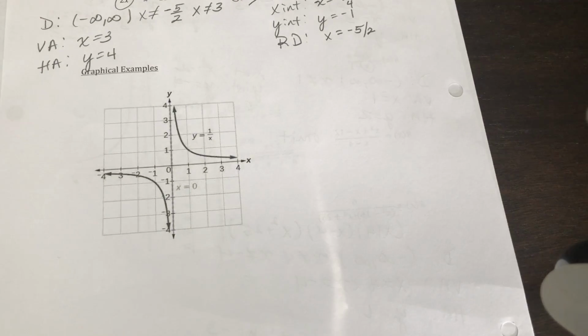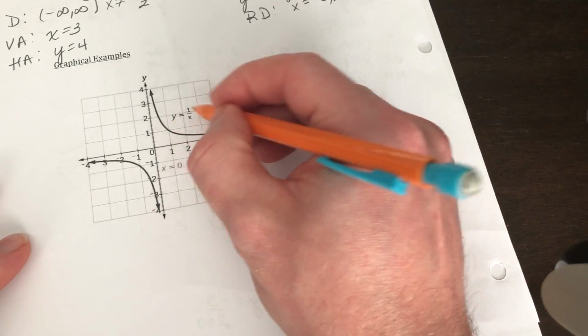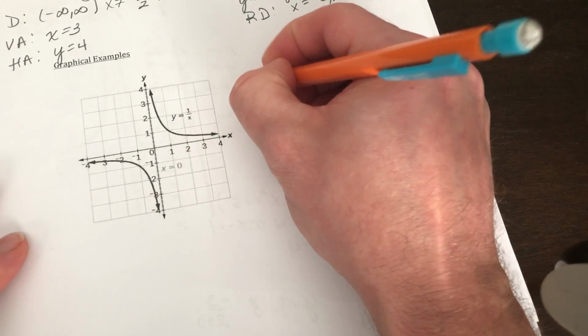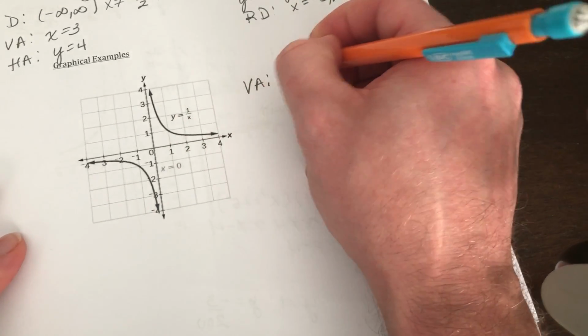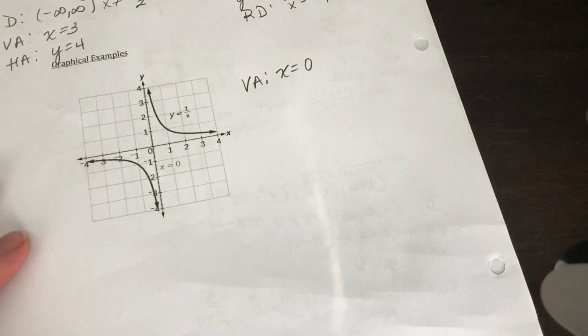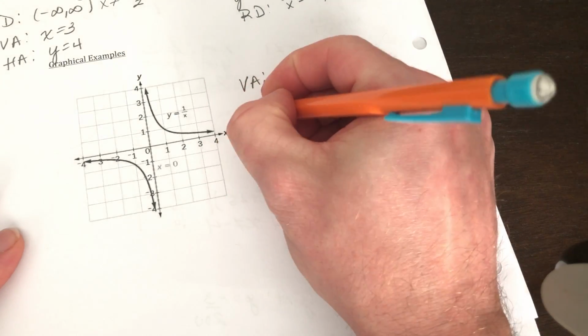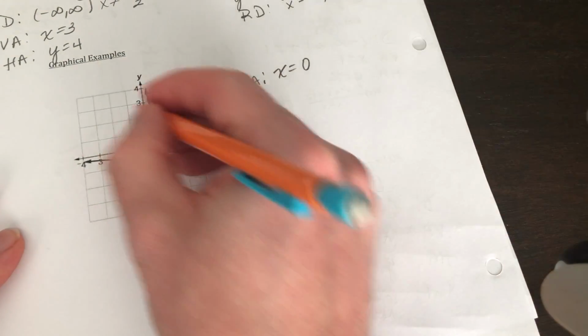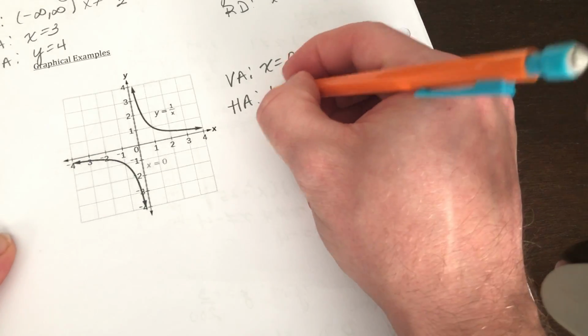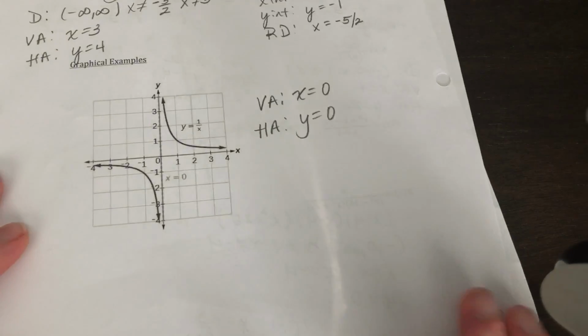Okay, graphical examples. So what do asymptotes look like? So vertical asymptotes is where it comes up to it but doesn't touch it. So on this graph right here, Y equals 1 over X, we would have a vertical asymptote at X is equal to 0, which makes sense, it's not touching it. And our horizontal asymptote is what it lines out to going this way. So it's Y is equal to 0. Okay?